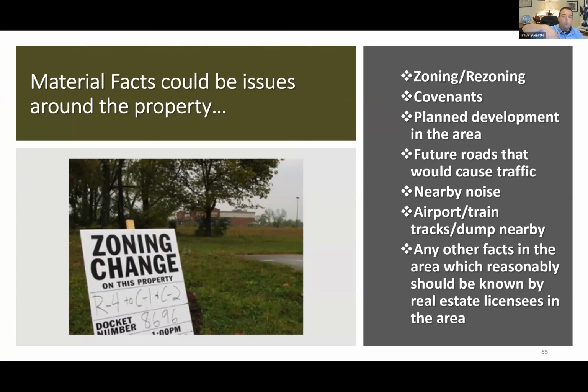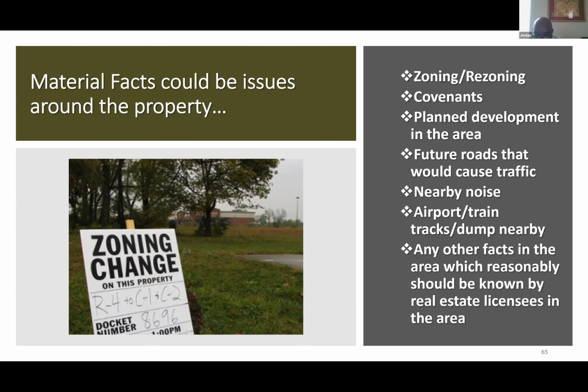The next things that are material facts are things that happen around the property that impact the use of the property. What things impact the use of the property but are not on the property itself? Zoning changes. New rules. How about HOA rules, covenants, restrictions in the neighborhood? Would they impact how somebody's going to use that property? Yes, that's a material fact. How about development coming in the area? They're about to widen the road. Would that be a material fact? Yes. They're going to build a bunch of townhomes behind you. That's trees right now, but next month they're going to cut all the trees down and put up townhomes. Would that be a material fact?